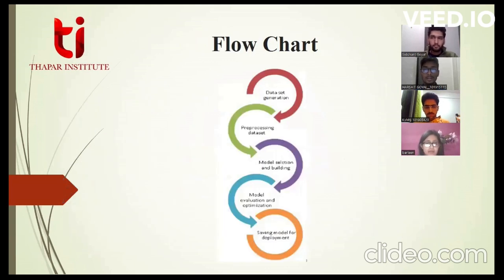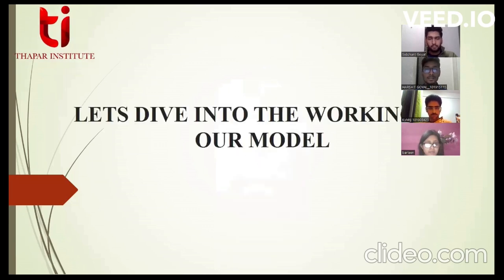Now I am going to explain the working flow chart of our model. First of all, there is dataset generation. The second part is data pre-processing. After that, there is model selection and building all the models. The next phase is model evaluation and optimization. And at the end, we save the model for deployment. Now let's dive into the working of our model.